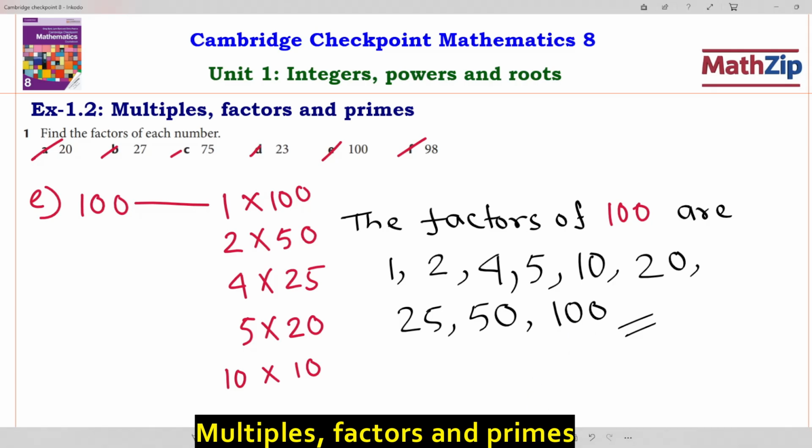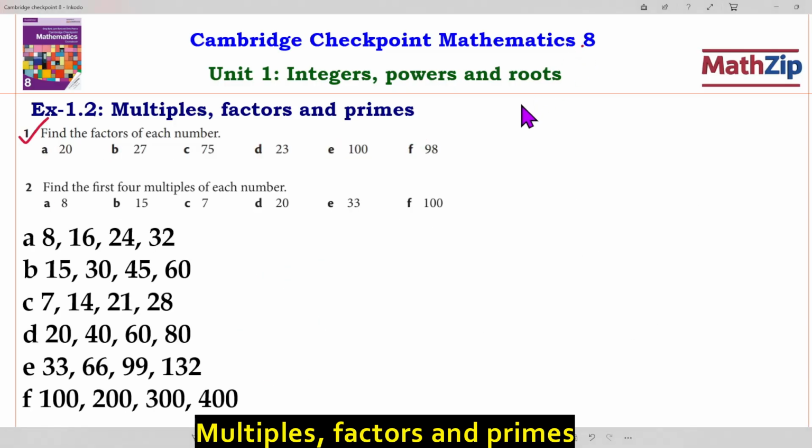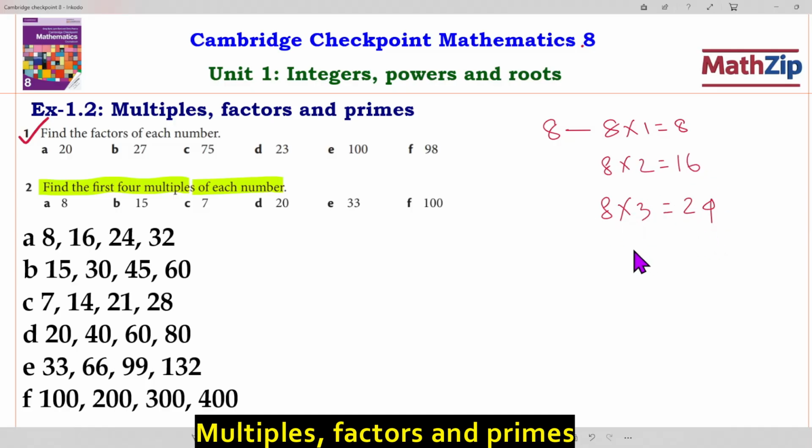So we will solve number 2 now. Our question is find the first 4 multiples of each number. It's very simple. It's a counting of table, like 8. We can write 8 times 1 is 8, 8 times 2 is 16, 8 times 3 is 24, 8 times 4 is 32. So similar thing I am doing here. So 8, 16, 24, 32 are the first 4 multiples.